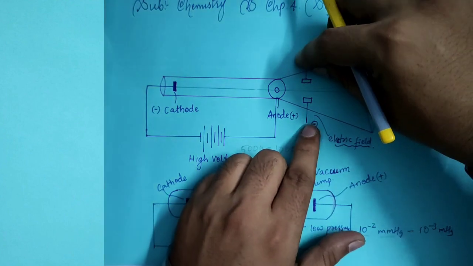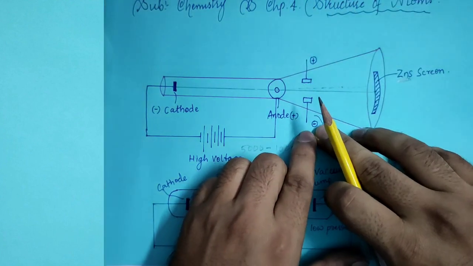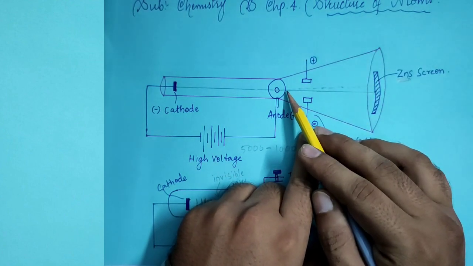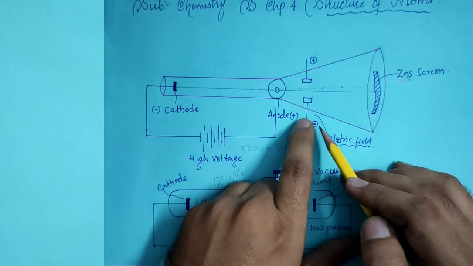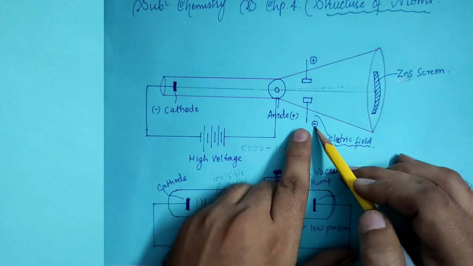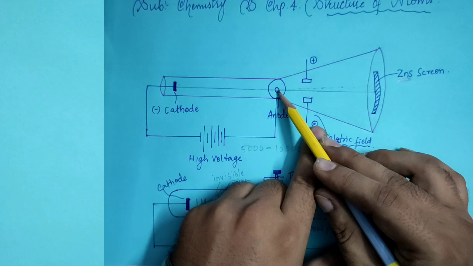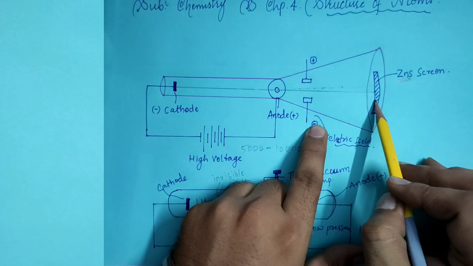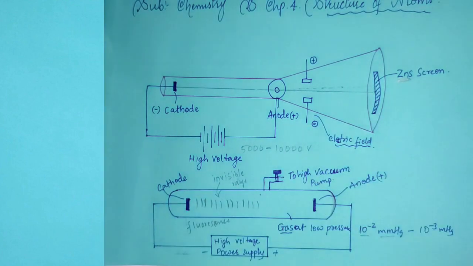When they changed the electric field, making positive and negative terminals swap, the rays were found moving toward the positive one, which had changed. That means when the terminals of the electric field were changed, the invisible rays were seen at the other place. So these rays were electrically charged, that is, negatively charged.